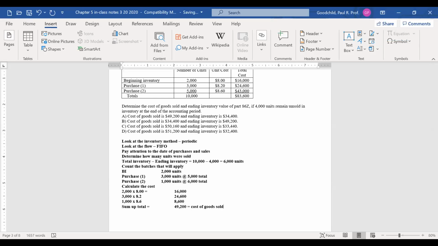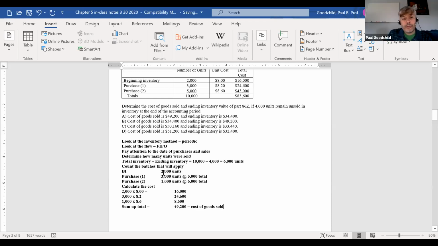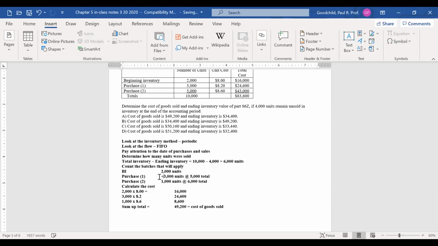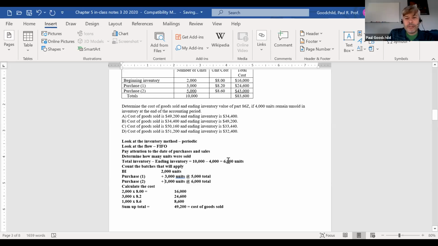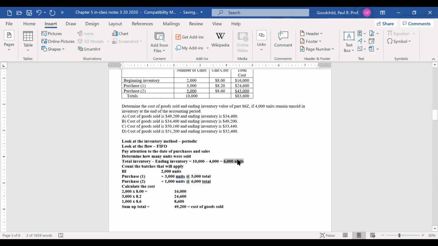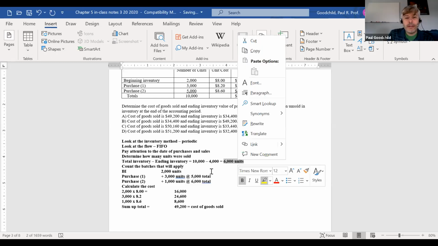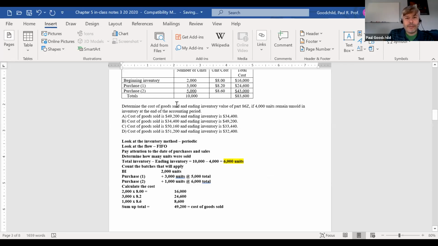How did you get 5,000 and 6,000? That's just a running total. So 2,000 plus 3,000 plus the 1,000. Why is purchase 2 only 1,000 units and not 5,000? Because we only sold 6,000 units, so we only needed to get to 6,000. Oh, okay. I got it now. Thanks.